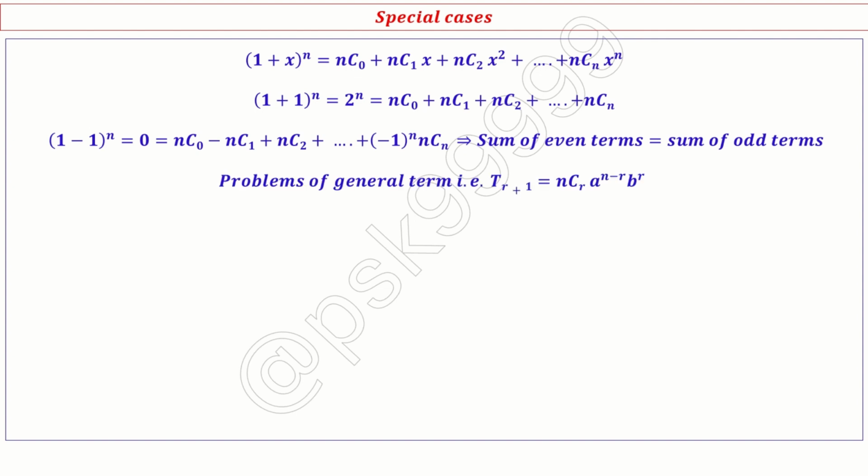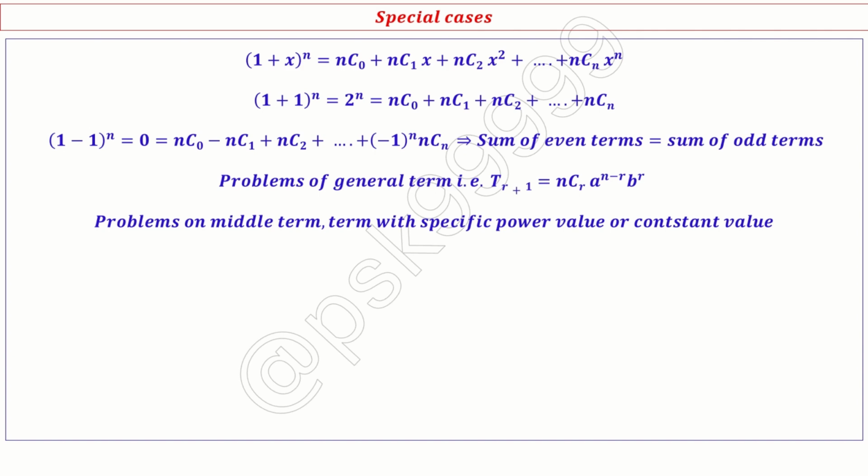Now, the most important thing is to know the general term. The general term is T(r+1), not T(r). Again, I'm telling you, it is equal to nCr, a to the power of n minus r, b to the power of r. Most of the problems in binomial theorem you will get on the general term. There are other applications and remainders, of course. Next, problems on the middle term with specific power value and constant value. They will tell you, in (1 + x) to the power k, the 10th term, the coefficient of x to the power 10 is this, then what is the value of k? Something like that. We will do 1 or 2 problems here, and the rest I will cover in my shorts as well as videos I will make for the complex problems.